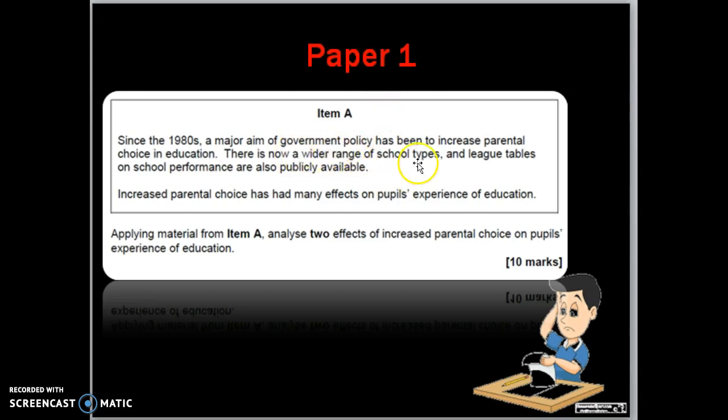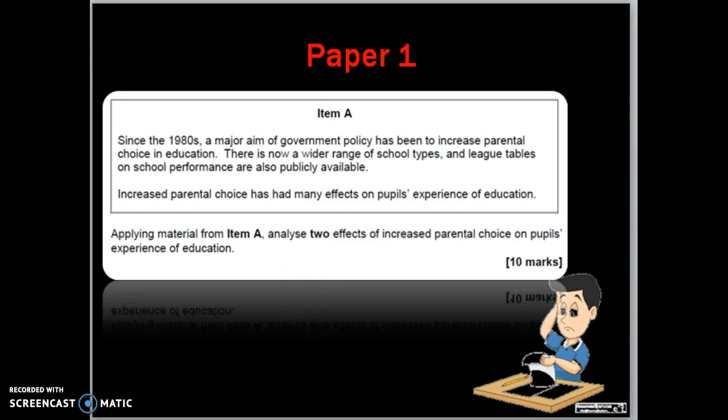These are: a wider range of school types was hook 1, which is where you can discuss what parental choice they actually have, and you could talk about what different types of schools were available. So for example, specialist schools, faith schools, whatever else. The second hook was league tables on school performance, and once again you can explain what they are and how did parents use these league tables.